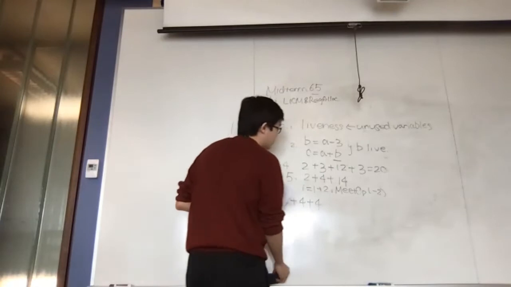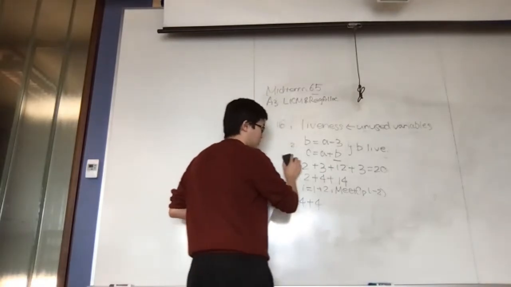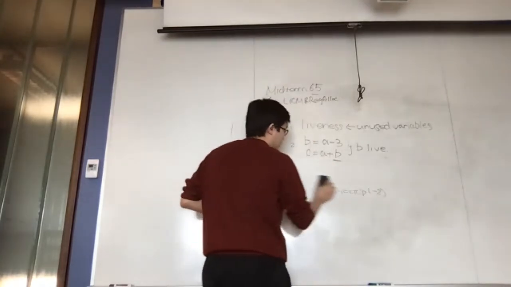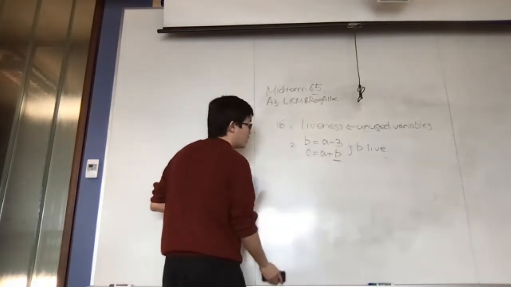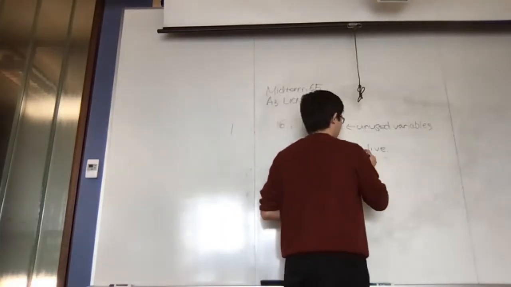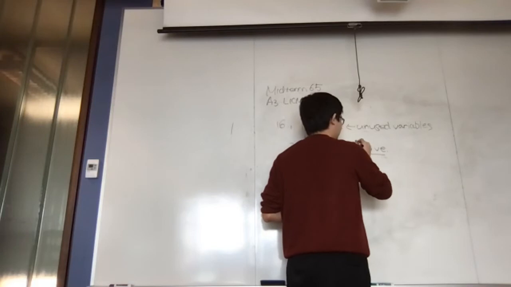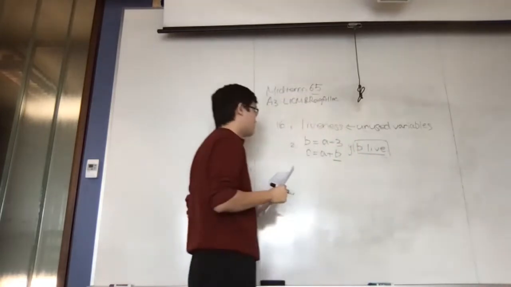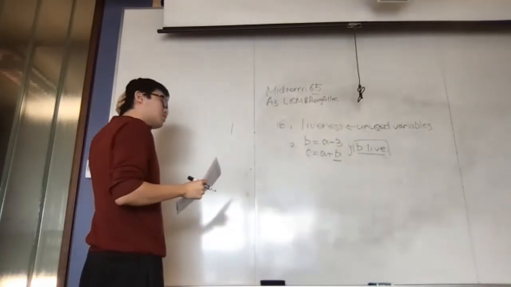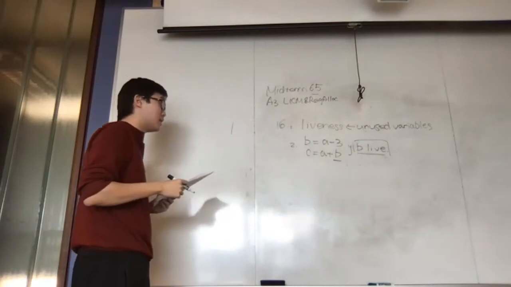Okay, so back to here. Because B is live, in the case of liveness, we won't eliminate B because B is live. So how should we solve the problem in this case?